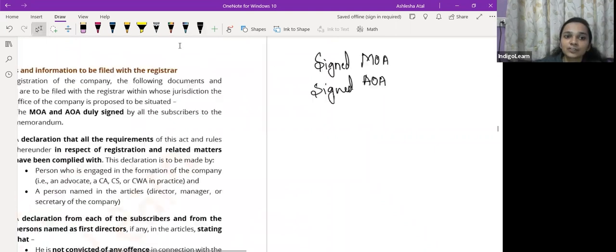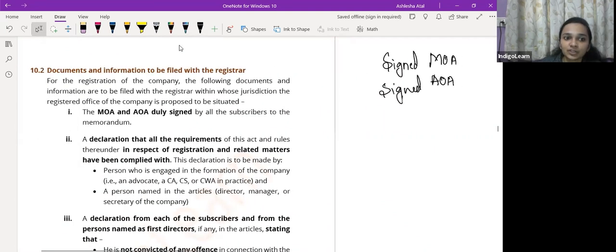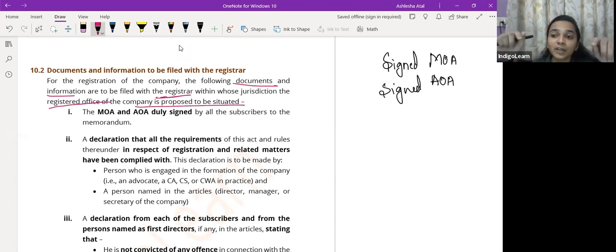So for registration of company, the following documents and information are to be filed with whom? With the registrar within whose jurisdiction the registered office of the company is proposed to be situated. Matlab, with whom are you going to file all these documents? These documents are to be filed with the registrar. Now, which registrar? The registrar who has jurisdiction, who has supervision or control over the area where the registered office of the company will be situated. तो जिस एरिया में आप रजिस्टर्ड ऑफिस कंपनी का खोलने वाले हो, उस एरिया का जो रजिस्ट्रार है, उस रजिस्ट्रार के साथ आप सारे डॉक्यूमेंट्स फाइल करोगे.